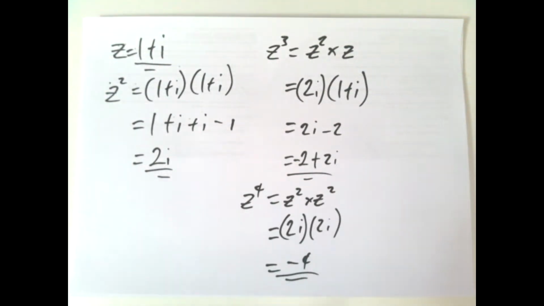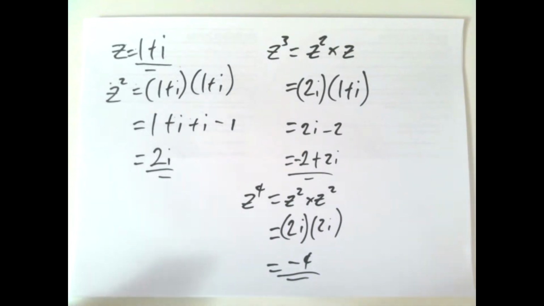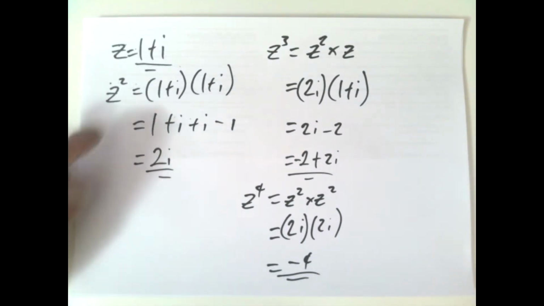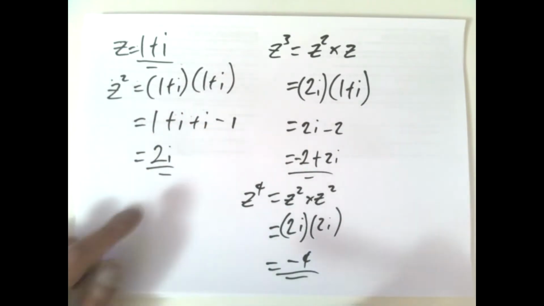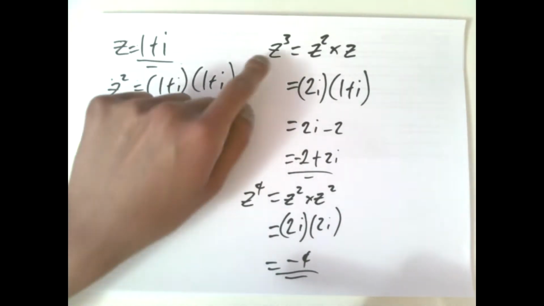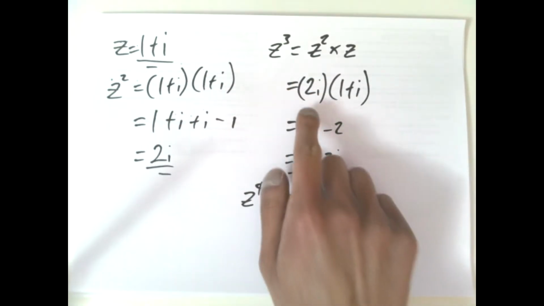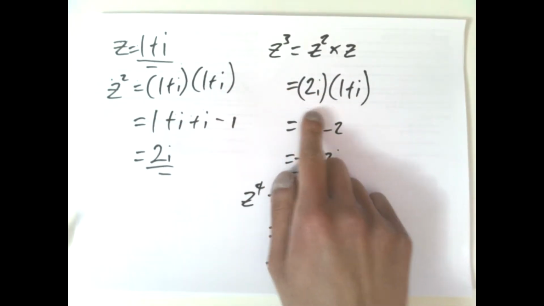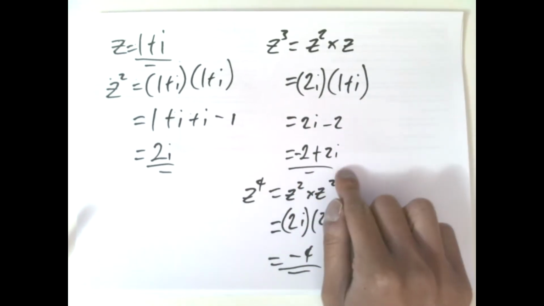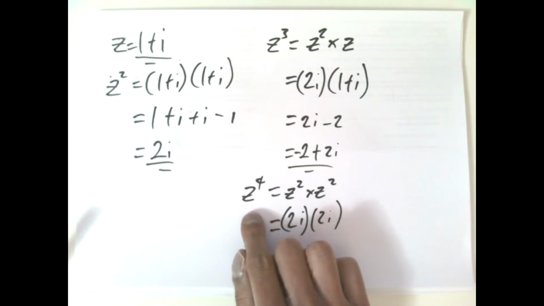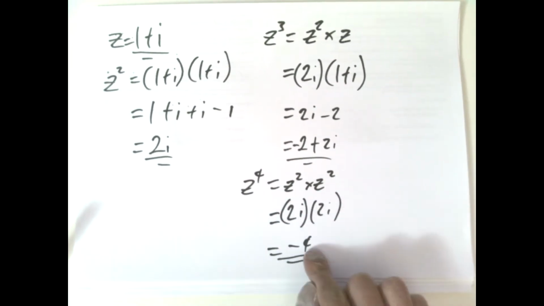What happens if we have the complex number z equal to 1 plus i and we successively raise it to powers? z squared is 1 plus i times 1 plus i. After expanding out, we get 2i. z cubed is z squared times z, so we take 2i from the previous part and multiply by 1 plus i. After expanding it, we get minus 2 plus 2i. z to the 4 is just z squared times z squared, so we get 2i times 2i, which is minus 4.